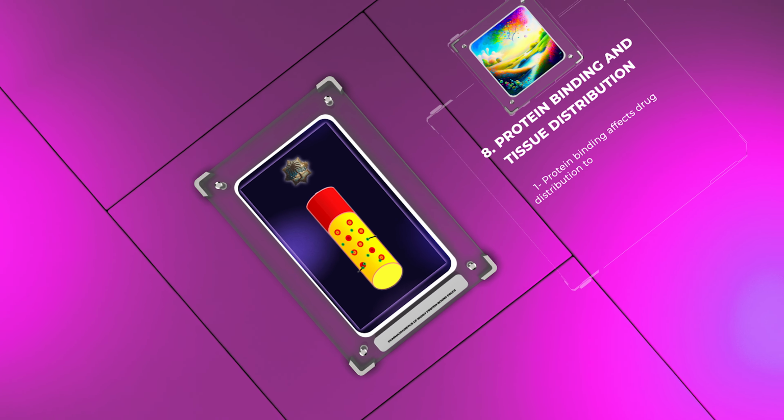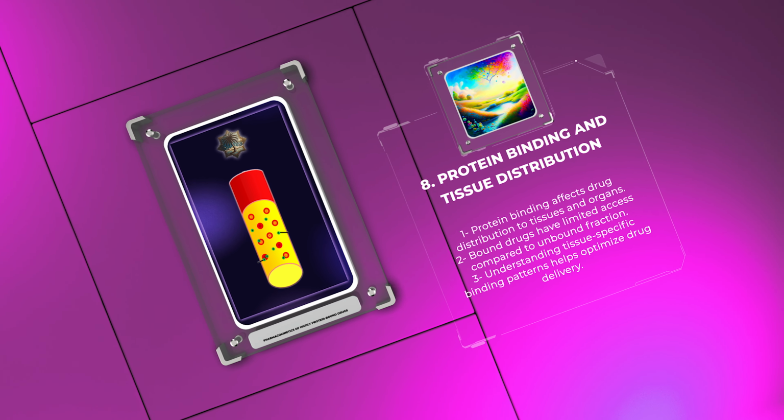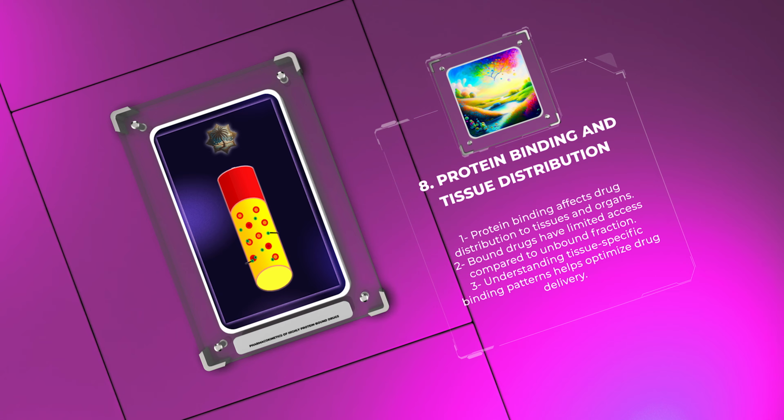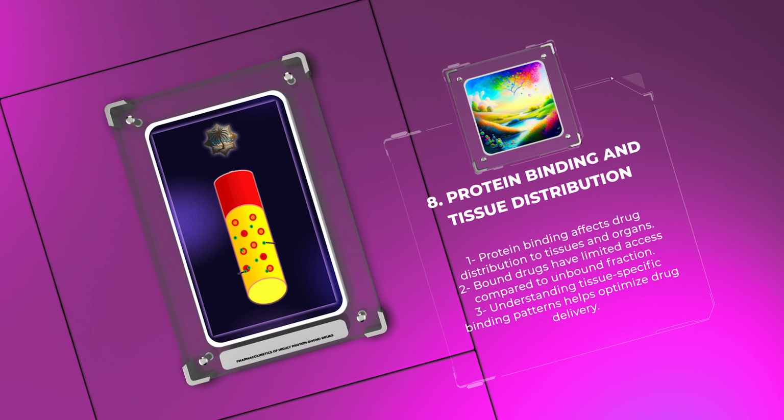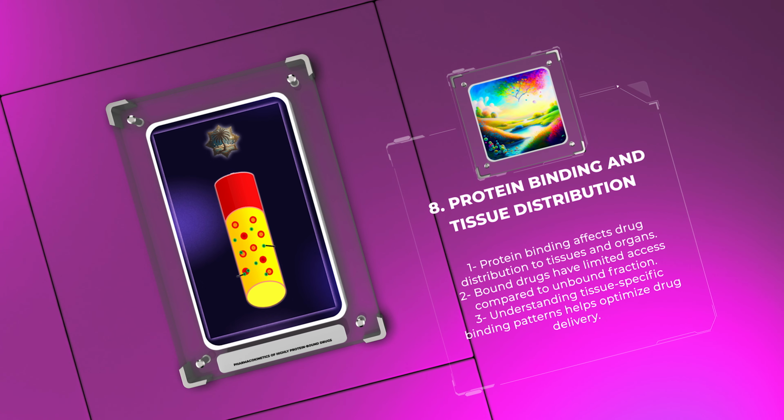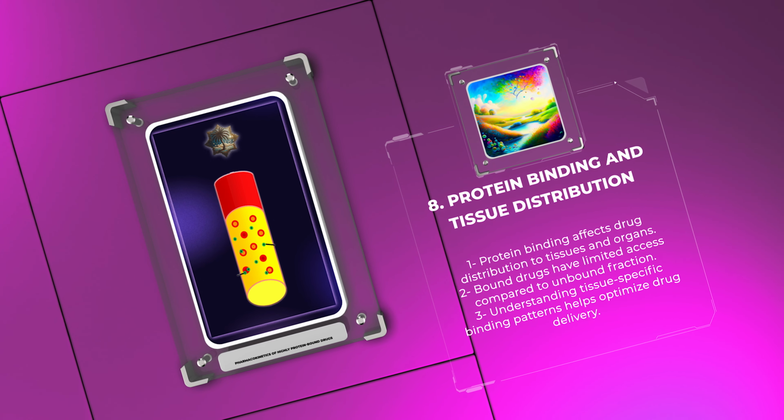Drug-protein interactions affect drug distribution to various tissues and organs. Protein-bound drugs have limited access to tissues compared to the unbound fraction. Understanding tissue-specific protein binding patterns helps in predicting drug concentration gradients and optimizing drug delivery.